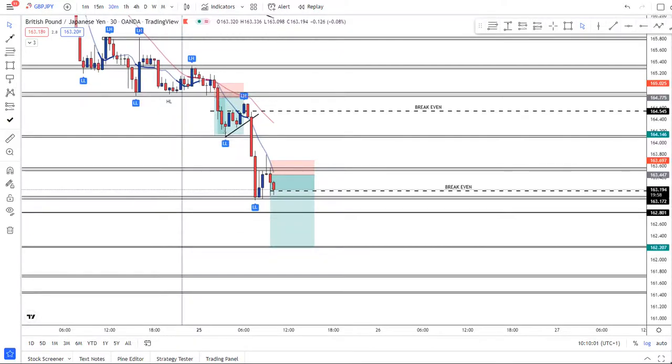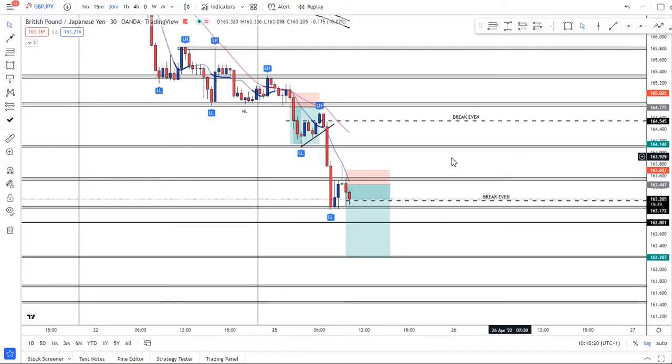Good morning all, Monday the 25th of the 4th, 2022, GBPJPY 30-minute time frame. Just a quick review of today, how prices reacted through into Asia, pre-London and then into London, and we're 10 minutes into a new 4-hour candle. So we're looking at the chart here now. We can see we're in a downtrend.